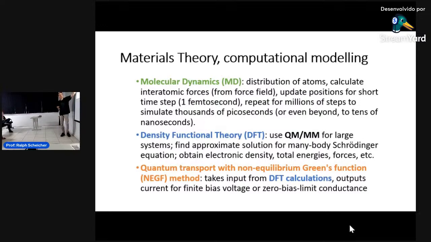And then we can feed the results from this calculation into something that is called the non-equilibrium Green's function method, and that can calculate for us the conductance of the system, or if we bias the system, if we apply a bias to the electrodes, we can also calculate finite currents for certain bias voltages.